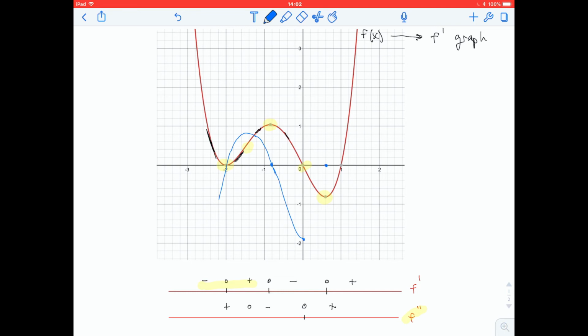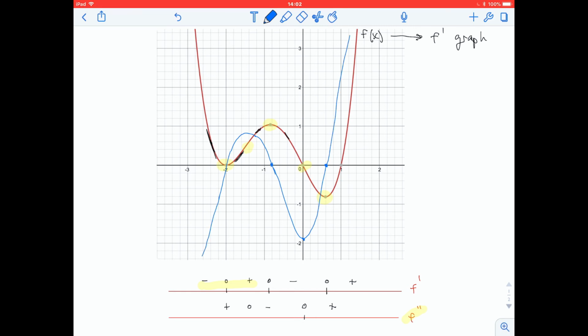Finally, we know that the derivative graph is going to come back up to 0 to reflect the minimum value of the graph of f of x. So it's going to look something like this, and then that will just continue.